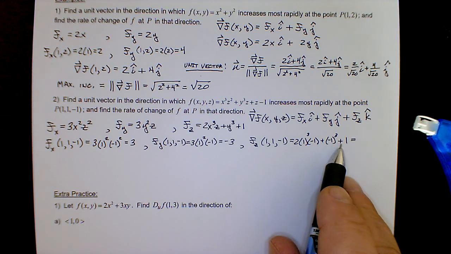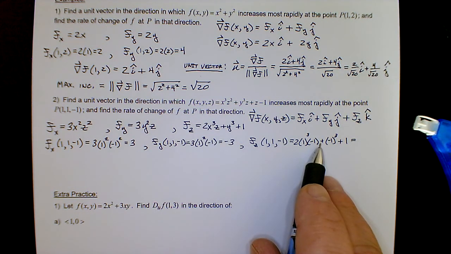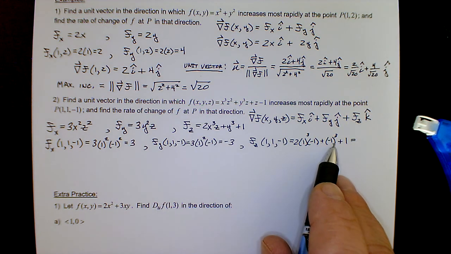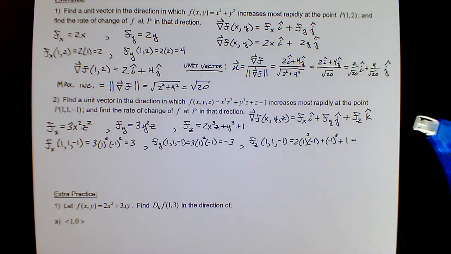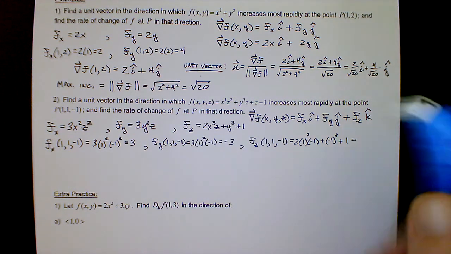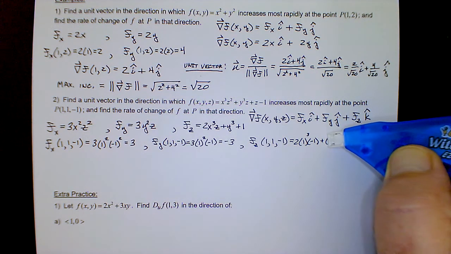Oh, I'm sorry, here's my mistake. This should be a positive 1. Sorry about that. The 1 that's being cubed is the value of y. So I'm glad I caught that. That's a positive 1. And that gives us 0. Okay, good.